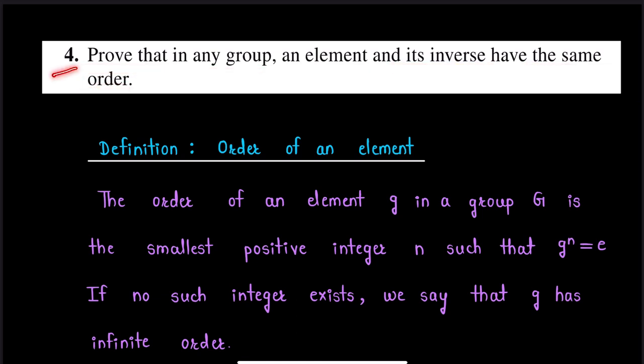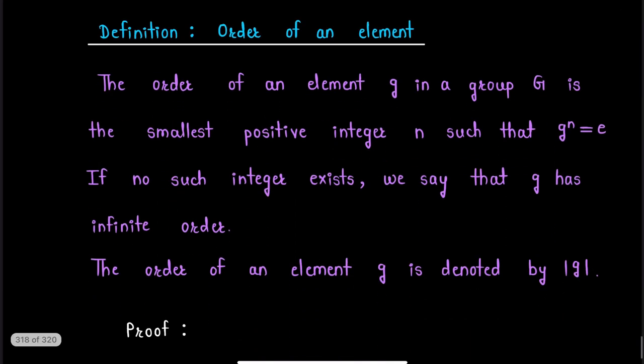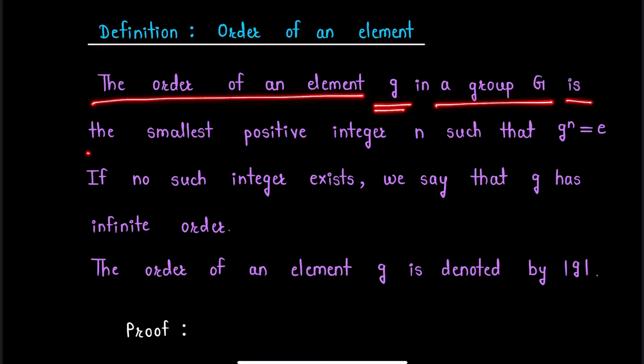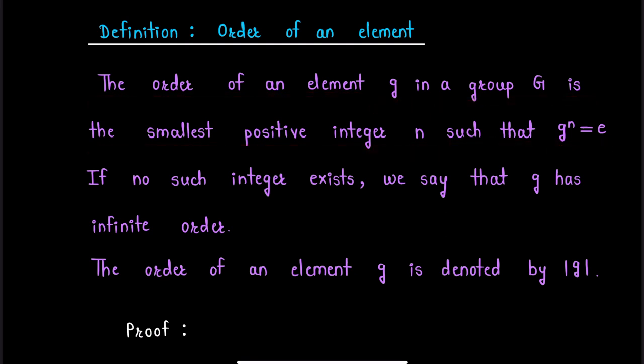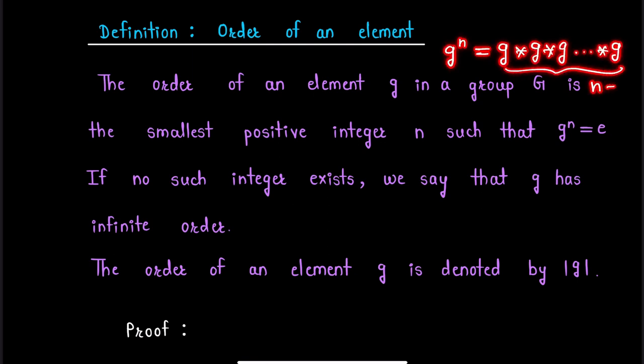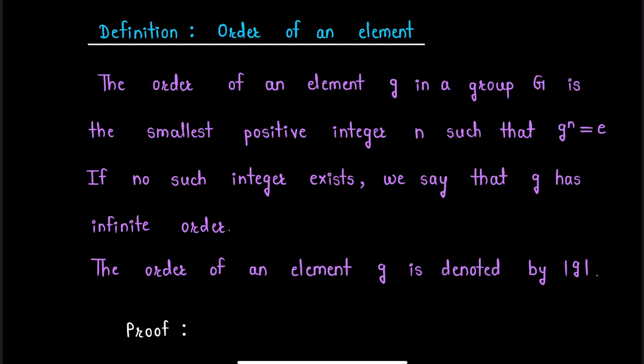Now, in order to prove the given result, firstly we need to recall the definition of the order of an element in a group. The order of an element g in a group G is the smallest positive integer n such that g^n is the identity. Note that if G is a group with binary operation star, then g^n is g star g star g, and so on, star g, n times. So, if n is the order of an element g in group G, then g^n will give the identity.